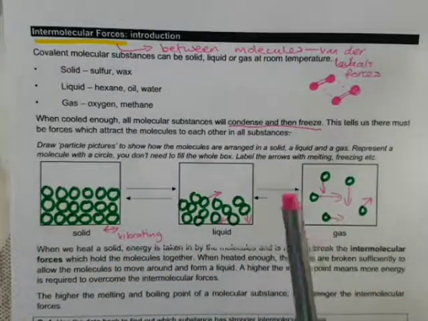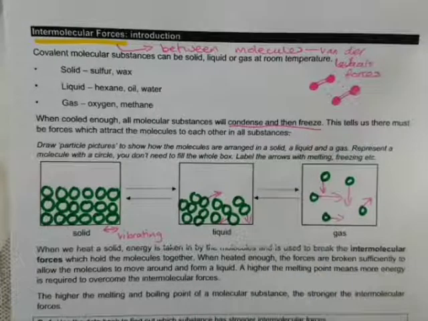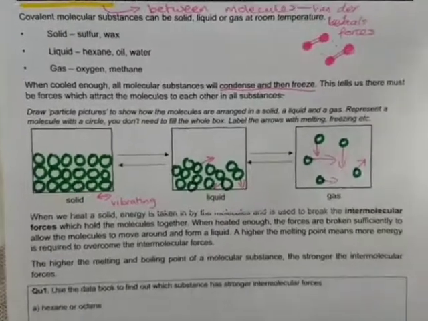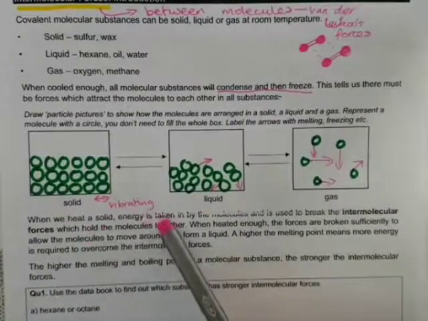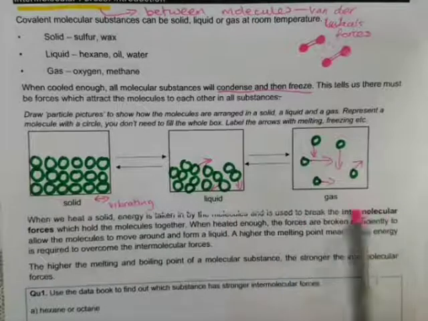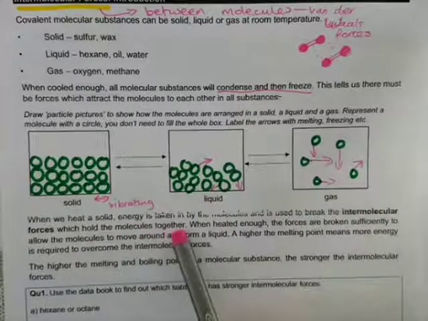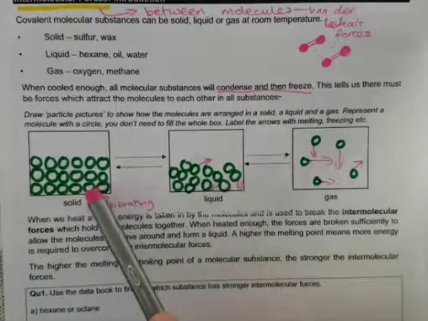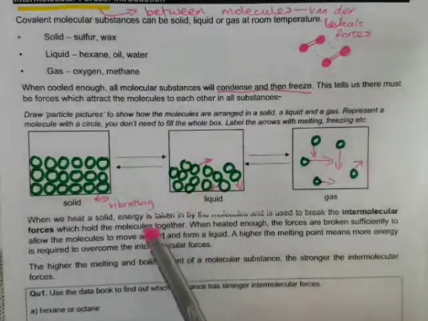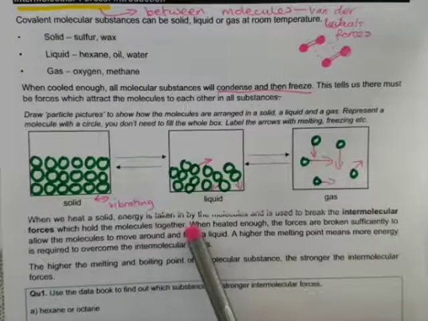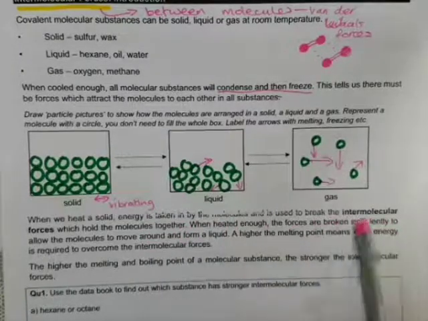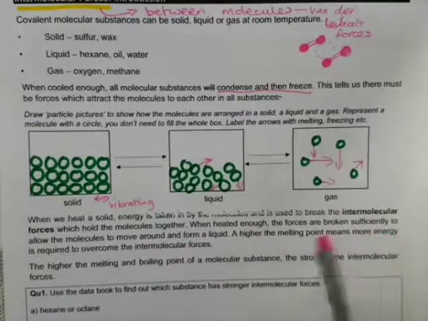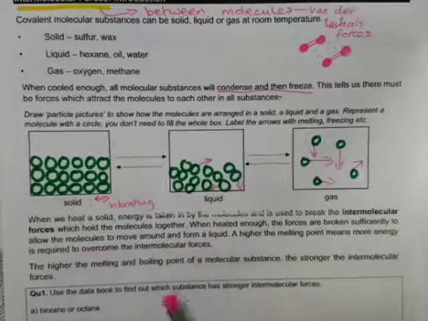I'm going to leave you to label these arrows with melting, freezing, etc., because I'm sure you are very capable of doing that. So what the notes say now is when we heat a solid, energy is taken in by the molecules and is used to break the intermolecular forces which hold the molecules together. When I say hold the molecules together, I mean hold one molecule beside another molecule, not the forces which hold the atoms together in the molecule. When heated enough, the forces are broken sufficiently to allow the molecules to move around and form a liquid, and the higher melting point means more energy is required to overcome the forces.